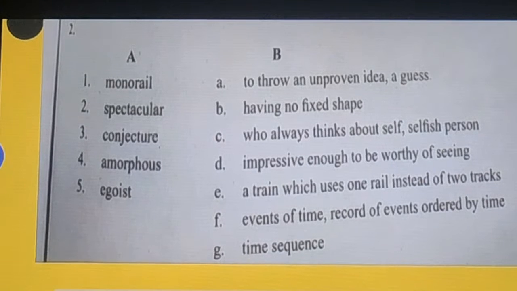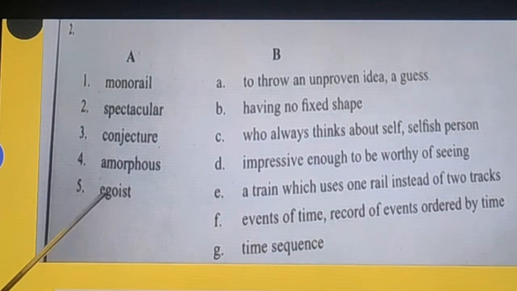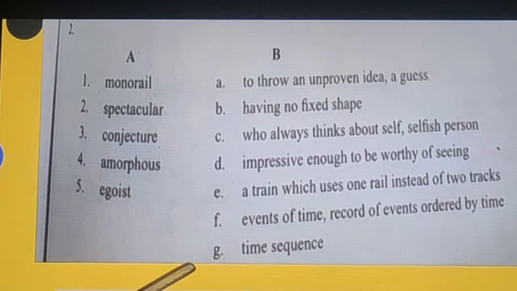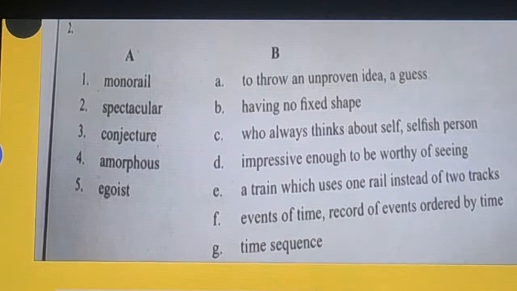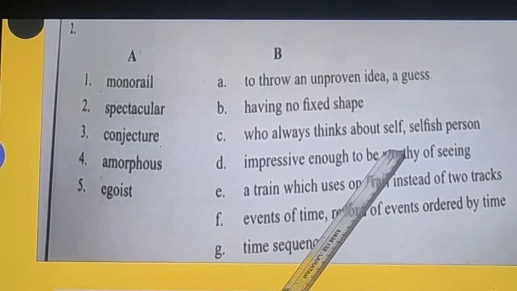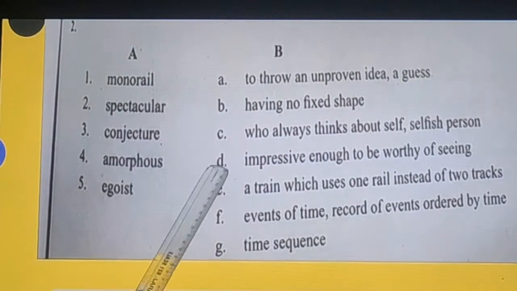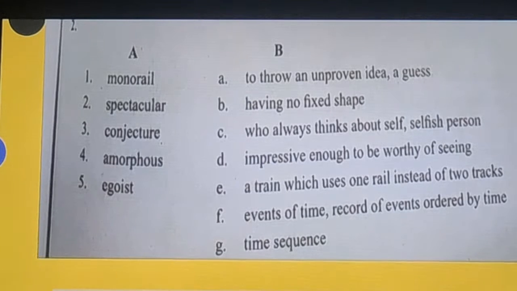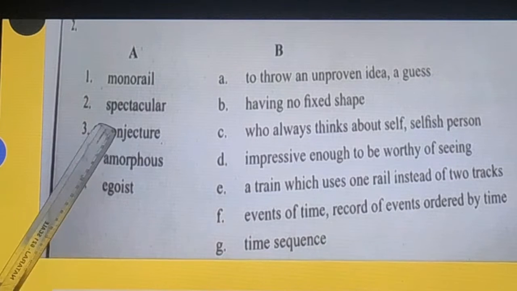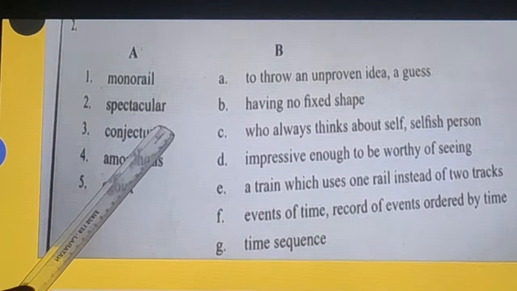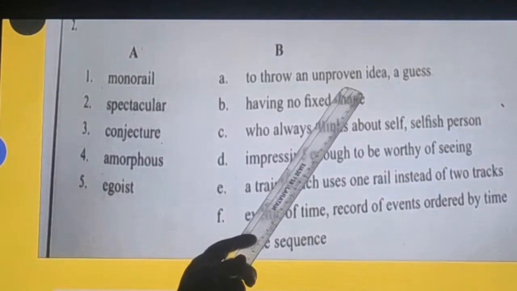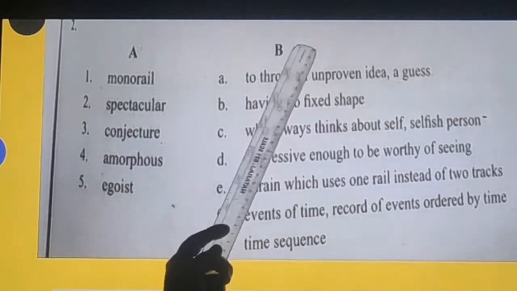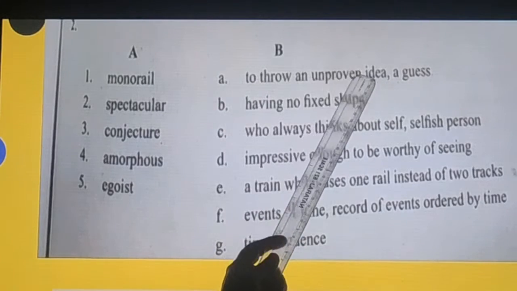Seeing. Where do we have the answer? Yes, very good. D. Impressive enough to be worthy of seeing. That is spectacular. Okay, conjecture. What is conjecture? Conjecture means to throw an unproven idea, a guess.